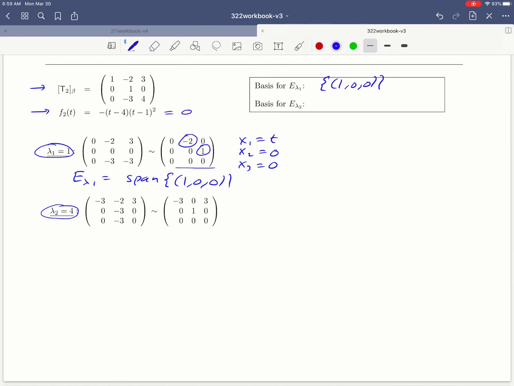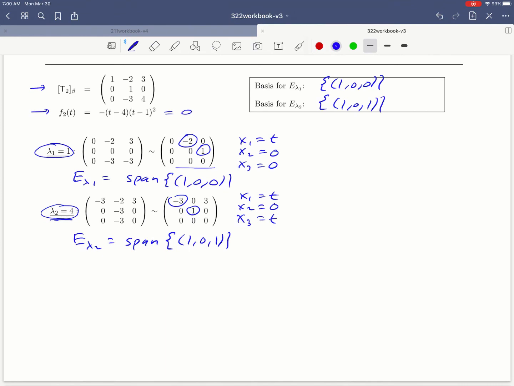We do the same calculation down here for lambda 2. This time, let's see, we've got pivot positions here and here, so x3 is a free variable. If you go ahead and solve for x2 and x1, you can confirm my calculations here. You're going to get 0 for x2 and t for x1. So E lambda 2, our eigenspace, can be spanned again by just one vector because we've got one free variable. And if we let t be 1, we're just going to get 1, 0, 1 this time. So a basis for E lambda 2 is 1, 0, 1.